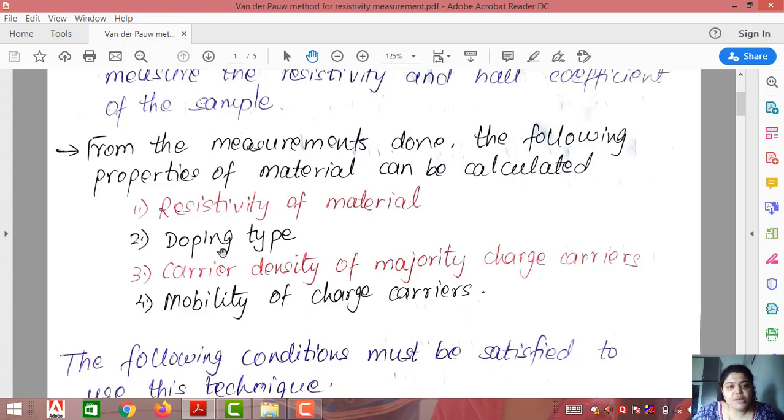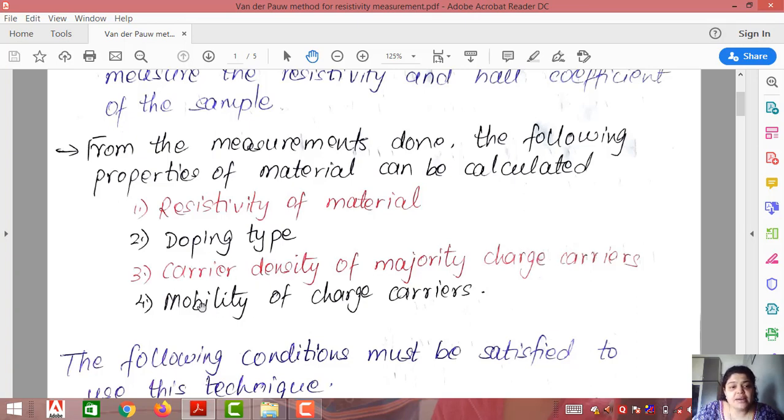Doping type. What do you mean by doping type? It means you can derive whether the material is p-type or n-type, since you know that extrinsic semiconductors are divided into two categories. If you have a sample of a material, how can you come to know whether it is a p-type material, doped by a trivalent impurity, or whether it is doped by a pentavalent impurity? That can also be determined using this method. Once you know the material is p-type or n-type, you will have different majority carriers. If it is a p-type material, the majority will be holes. If it is an n-type material, the majority will be electrons.